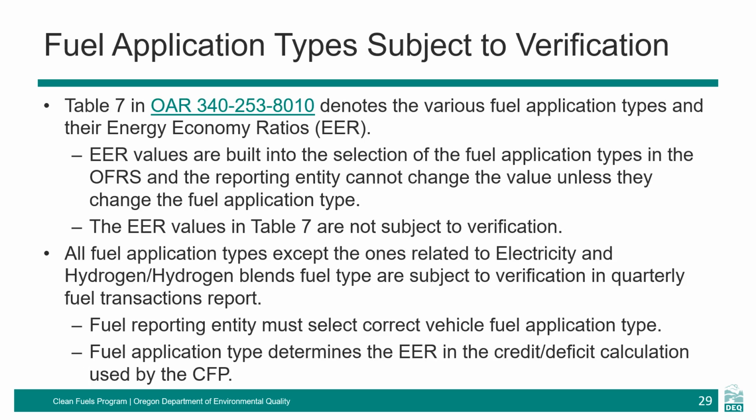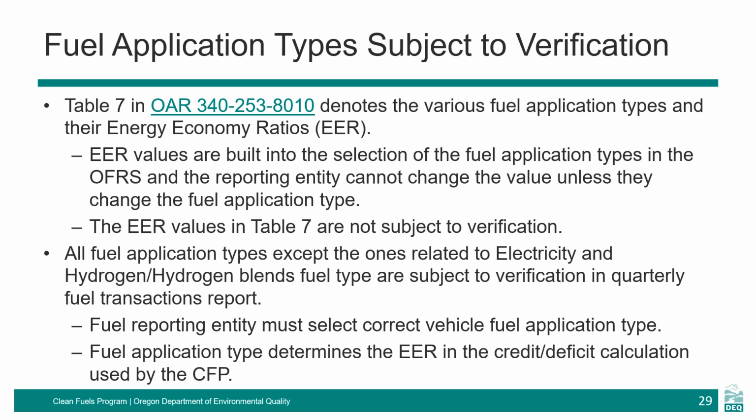As we move forward, we will focus on the fuel application types that are subject to verification. Each fuel application type has an associated energy economy ratio, EER, which compares the efficiency of alternative fuels to gasoline or diesel. The EER values are tied to the fuel application type selection, meaning reporting entities cannot alter it unless they change the fuel application type.